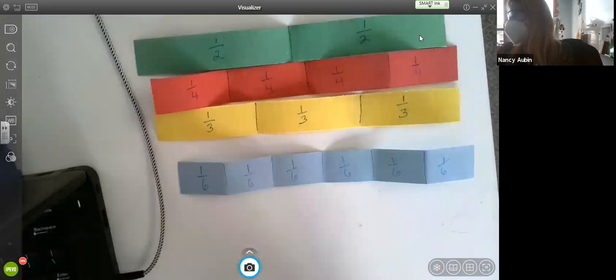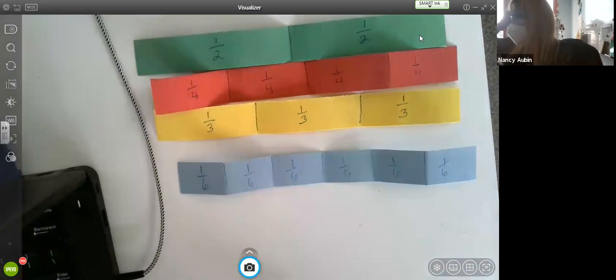So just fold it in half and then fold it in thirds, or fold it in thirds, then fold it in half. And then draw your lines where you want them to be, okay?